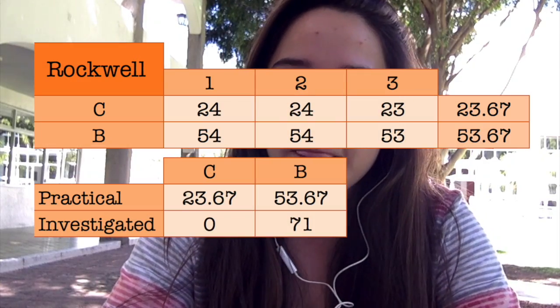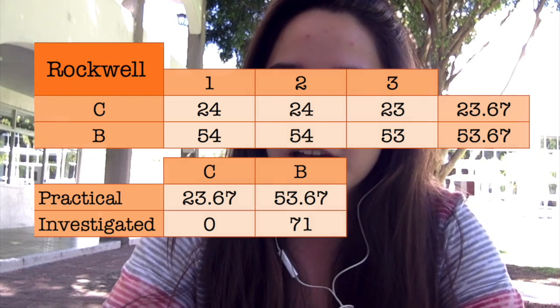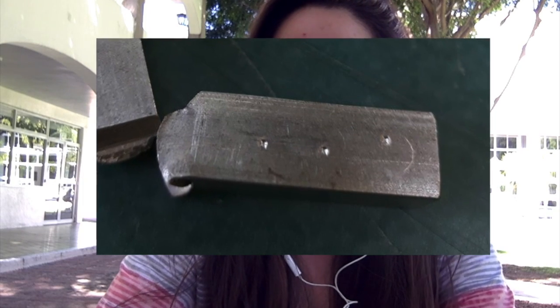Then we did the Rockwell hardness test and we did it 3 times. We got an average hardness C of 23.67 and a hardness B of 53.67. The investigated one for C was 0, for B was 71. As we can see, the hardness that we got in practice was less than the one in the tables.